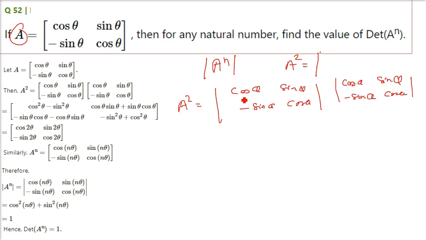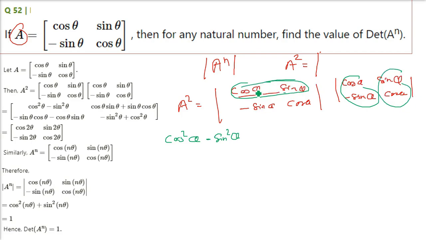So cos theta sin theta, the first row with the first column. Let me just show you here what I am doing. Cos theta sin theta and cos theta minus sin theta. First row and first column. So cos square theta, and then we have minus sin square theta here. We'll add them, since we have a negative sign. Then first row with the second column. What do you get? Cos theta sin theta, plus sin theta cos theta.